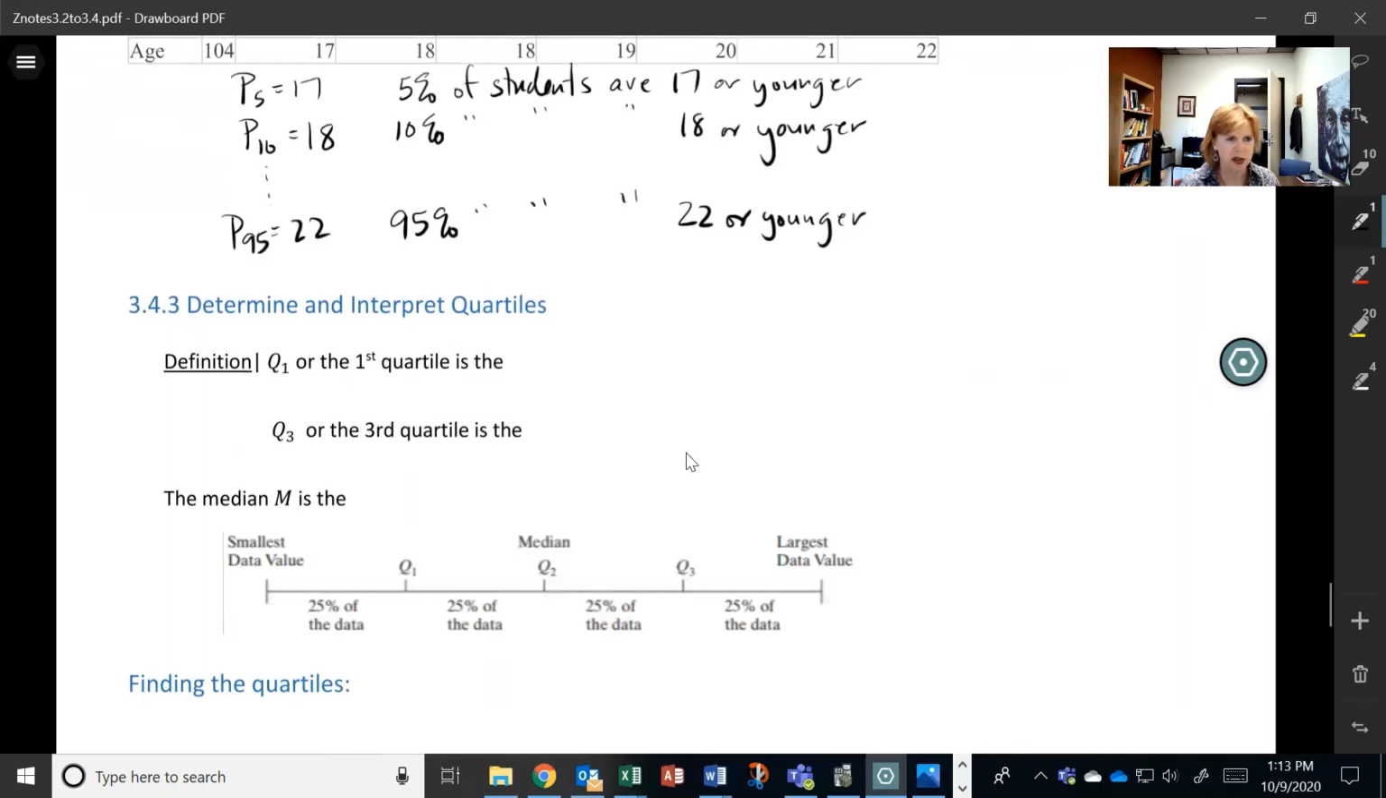We're going to determine and interpret quartiles. Quartiles are basically percentiles, but they're specific ones. The quartiles are the 25th, 50th, and 75th percentiles.